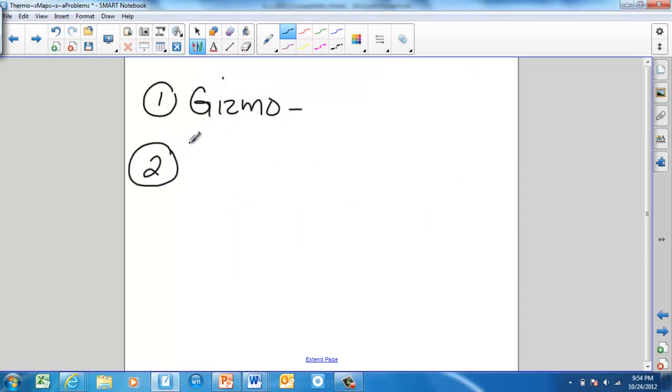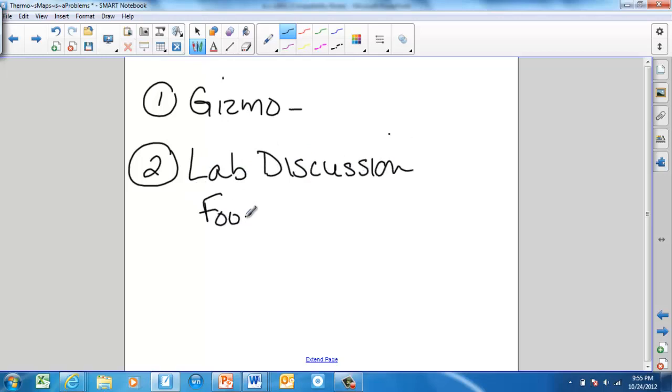If you do happen to get done with the gizmo, the next thing that you can work on is your final draft of your lab discussion for the food calorimeter lab.